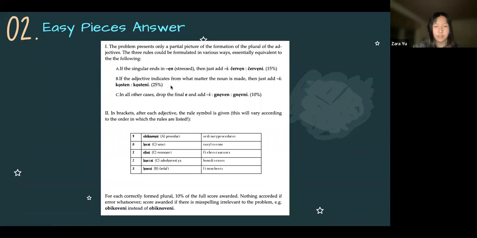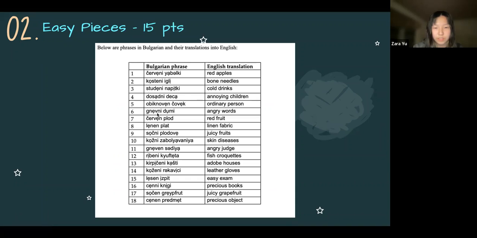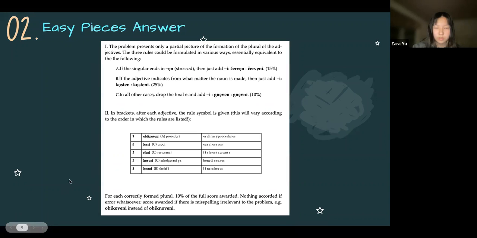And then in all other cases, you drop the last E and you add an I to the end. So this was their example. You can see they got rid of the E at the end from this one, if you compare these two. So those are the 3 rules.